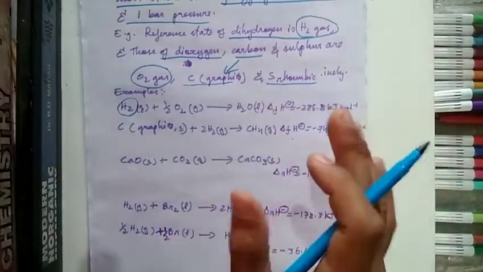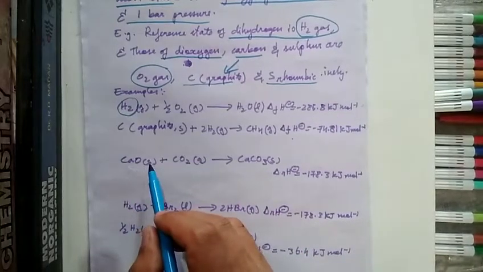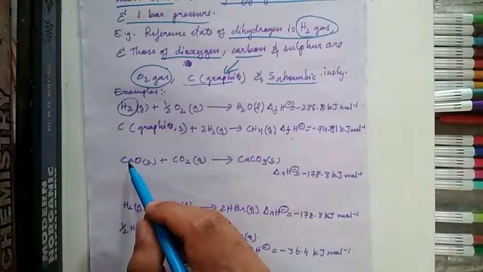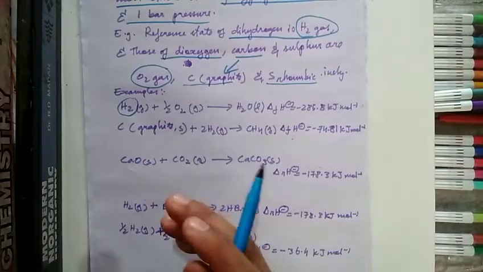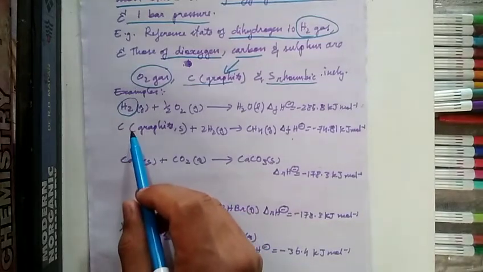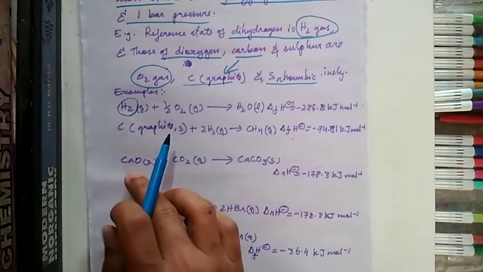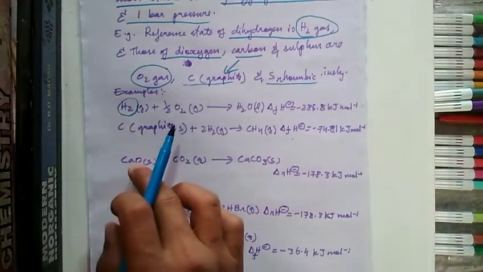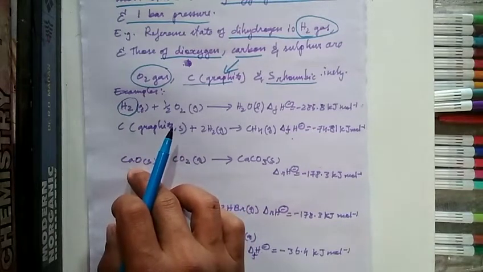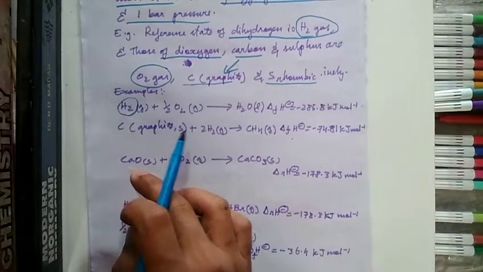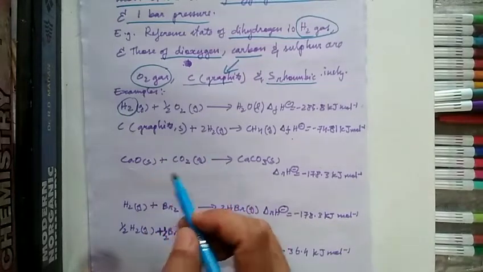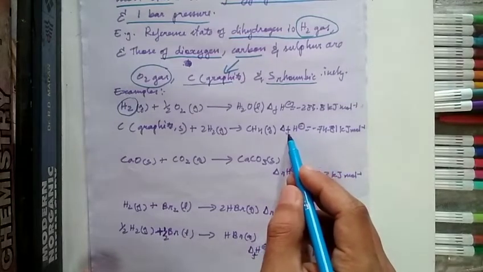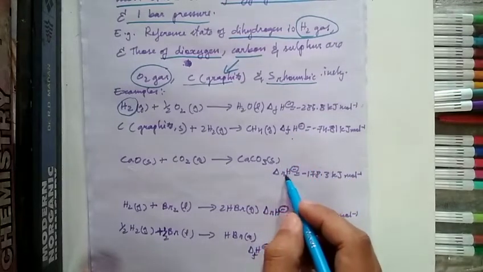Please avoid the background noises. So this calcium oxide is in oxide form. This calcium is in oxide form, not in elemental form like this graphite. Because it is not in elemental form but in oxide, it is not the standard enthalpy of formation. So we are not denoting it by delta fH minus, but delta rH minus.